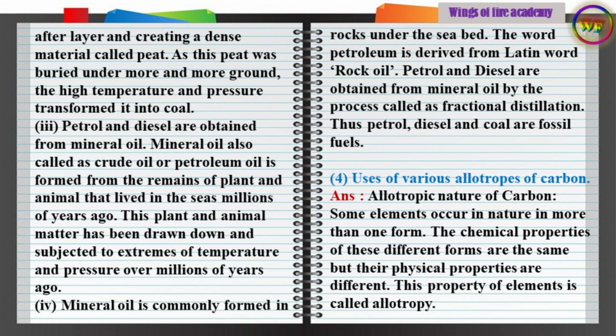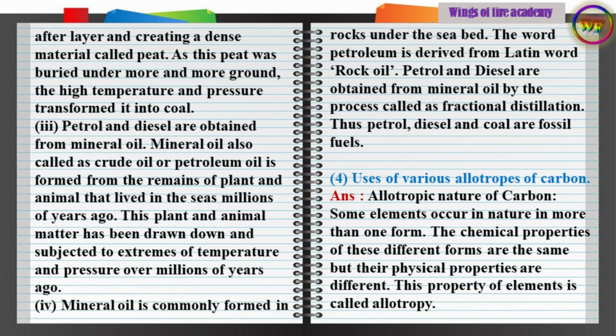The word petroleum is derived from Latin word rock oil. Petrol and diesel are obtained from mineral oil by the process called as fractional distillation. Thus petrol, diesel and coal are fossil fuels. 4. Uses of various allotropes of carbon. Answer. Allotropic nature of carbon.